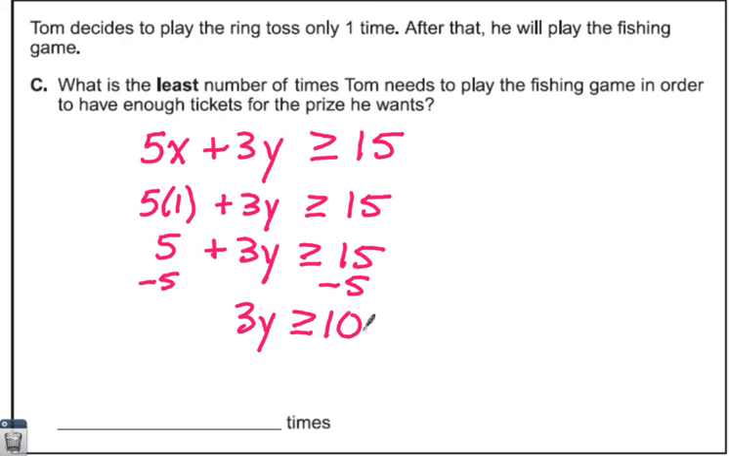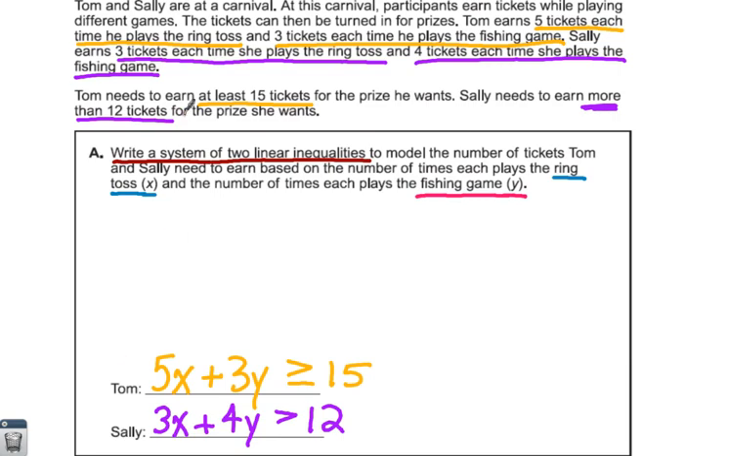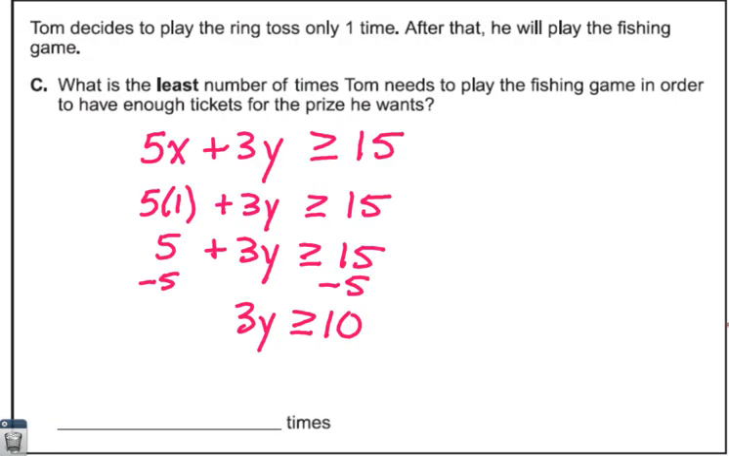I guess some of you potentially could have gotten here almost right away in your own head, going well, if he's already played the ring toss 1 time, that means he earned himself 5 tickets, because he earns 5 tickets every time he plays the ring toss, right? Let me just triple check about that. 5 tickets each time, yeah. So you could have gotten here a lot quicker, almost without any work. And then he earns 3 tickets every time he plays the fishing game, and he only needs 10 more tickets.